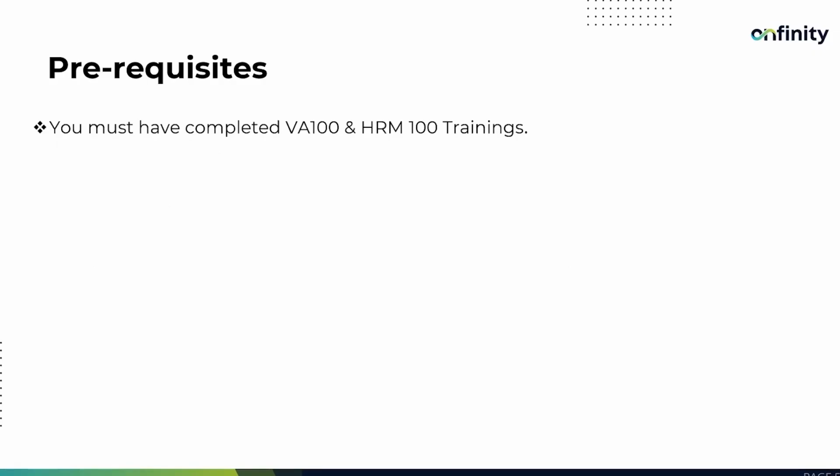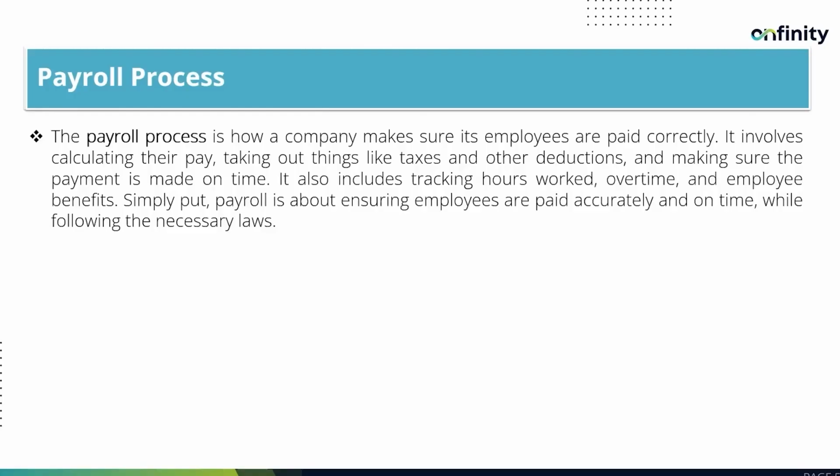Let's start with the payroll process itself. Payroll is how a company ensures employees get paid accurately and on time. It involves calculating their pay, deducting things like taxes and other deductions, and making sure the payment is processed promptly. It also includes keeping track of hours worked, overtime, and employee benefits. So, simply put, payroll is about making sure employees are paid accurately and on time while staying compliant with the necessary laws.